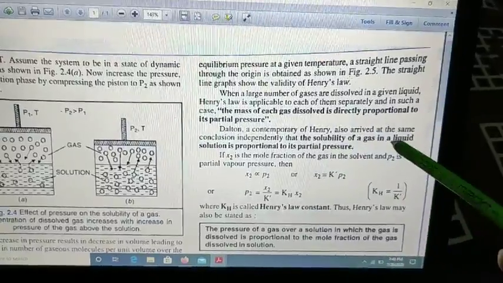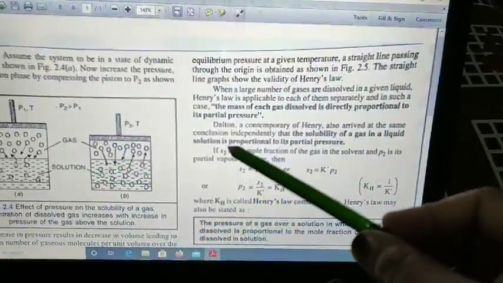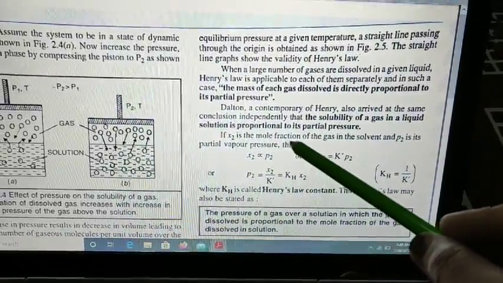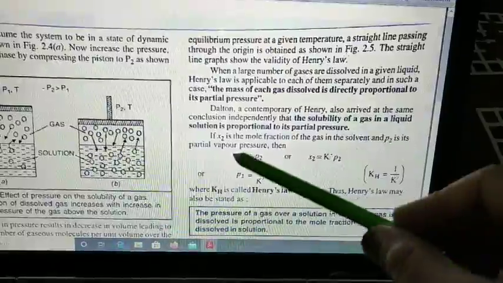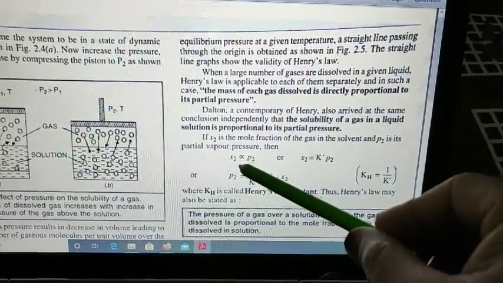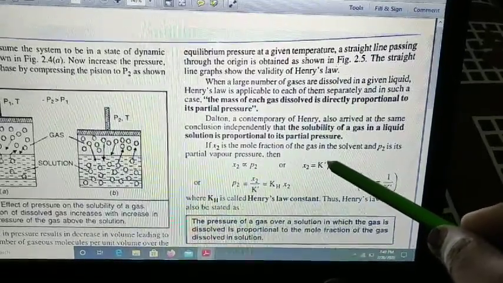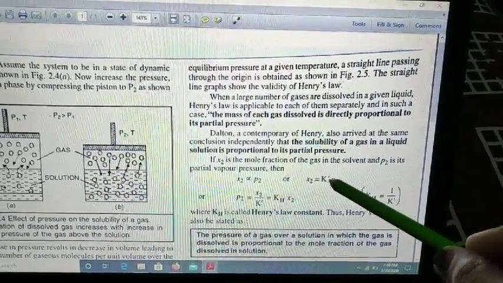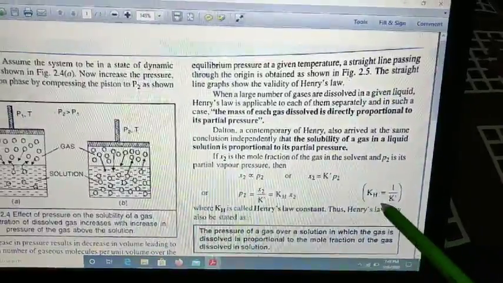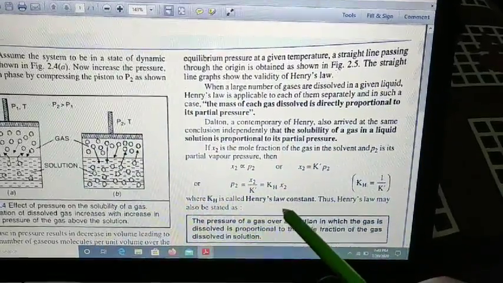Dalton, a contemporary of Henry, also arrived at the same conclusion independently, that is Dalton's partial pressure. The solubility of a gas in a liquid solution is proportional to its partial pressure. Now say X2 is the mole fraction of the gas in the solvent and P2 is its partial pressure. According to this statement, the solubility of a gas is proportional to its partial pressure, so we can write X2 proportional to P2. We remove the proportional sign by putting a constant K dash, and if you take this down, it will be 1 by K dash, which has been replaced by KH. So simply P2 equals KH into X2, where KH is called Henry's law constant.